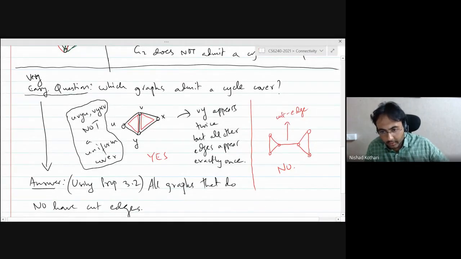Add UVXY to the cover. Thank you, Shivam. So yeah, let us add this green colored cycle to the cover that we already had.